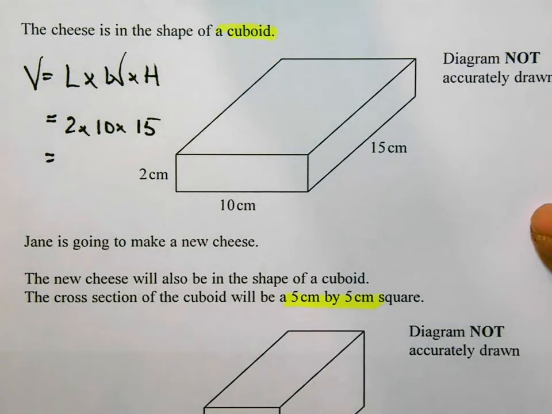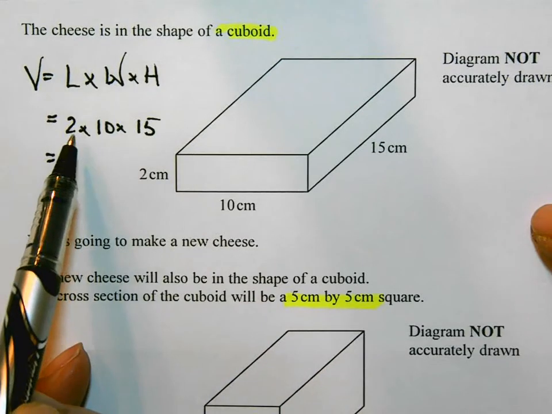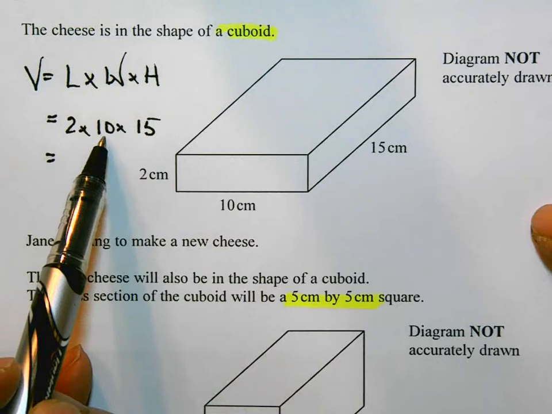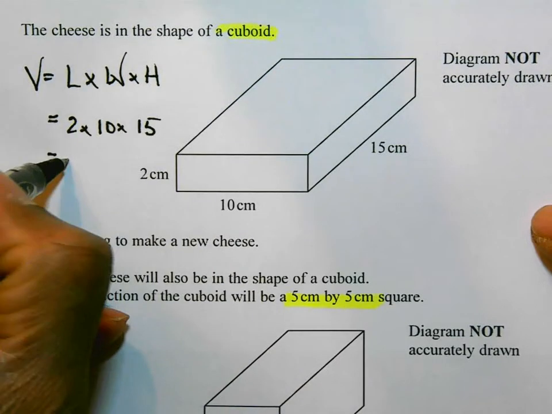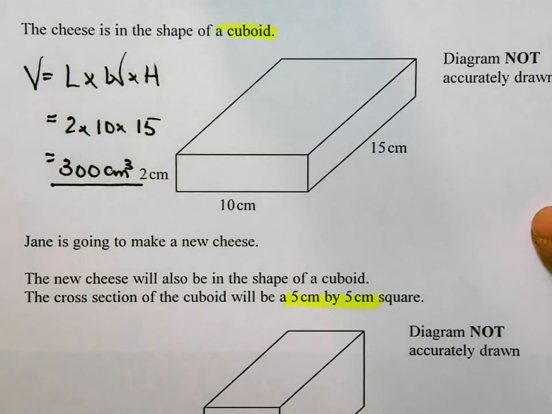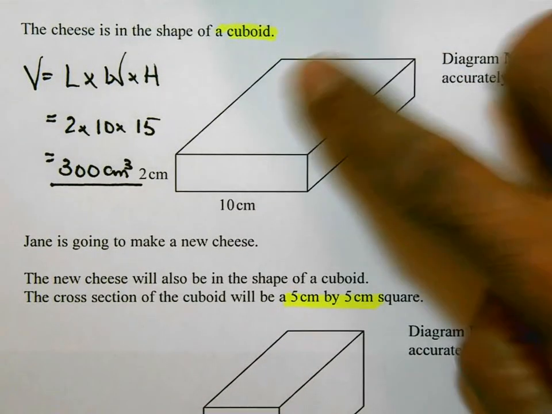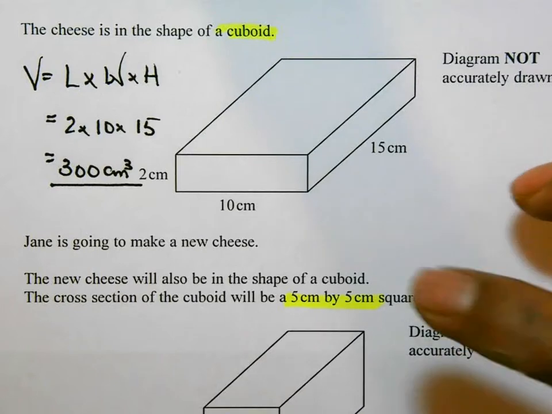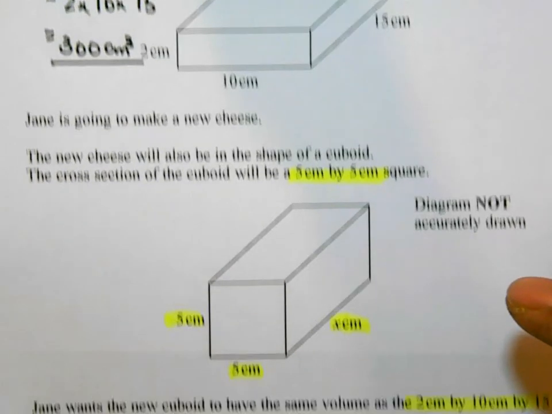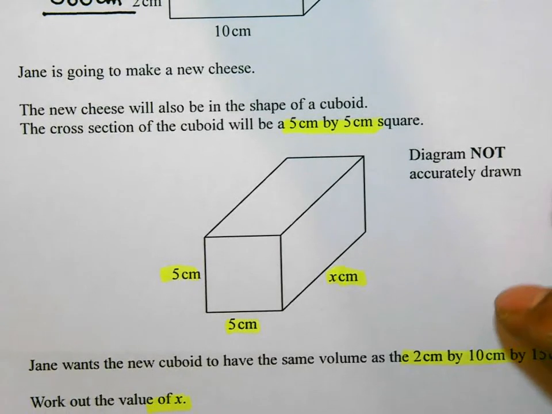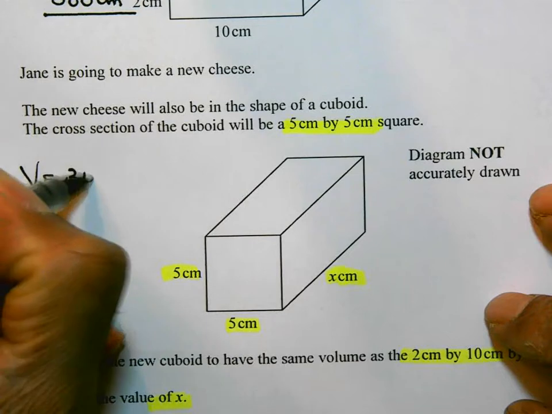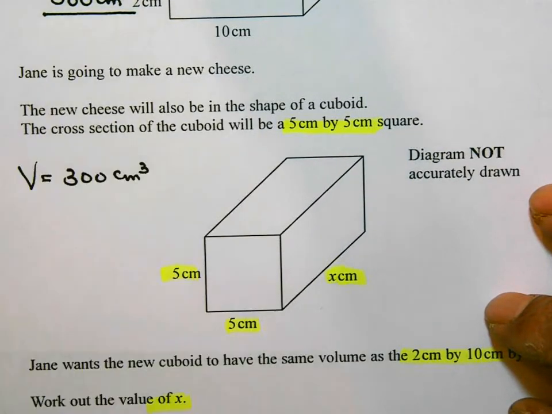Now, you could think of different ways of working this out, but 2 times 15 is 30, and 30 times 10 is 300. That's going to be centimeters cubed. So that's the volume of this block of cheese. If I look at the new block of cheese that she wants to make, it is going to have the same volume. Its volume is going to equal 300 centimeters cubed.